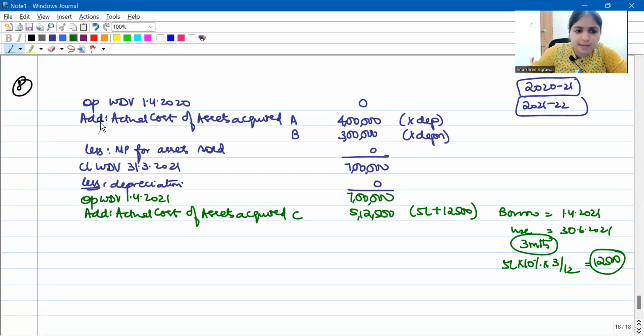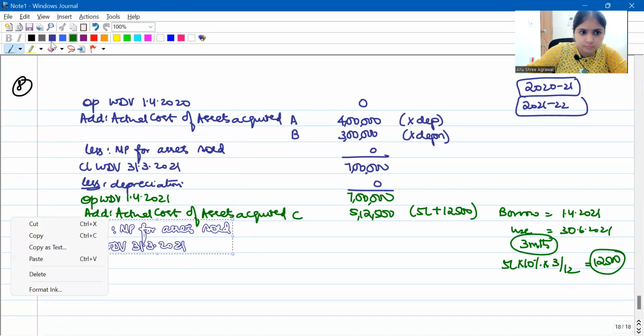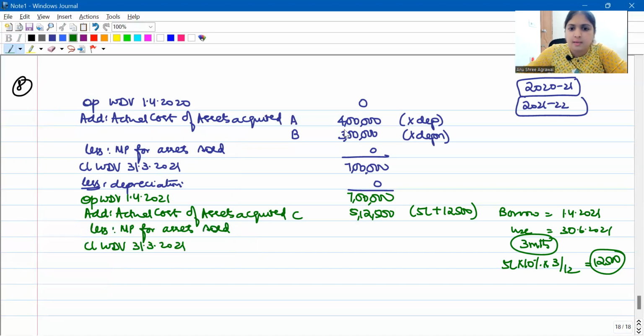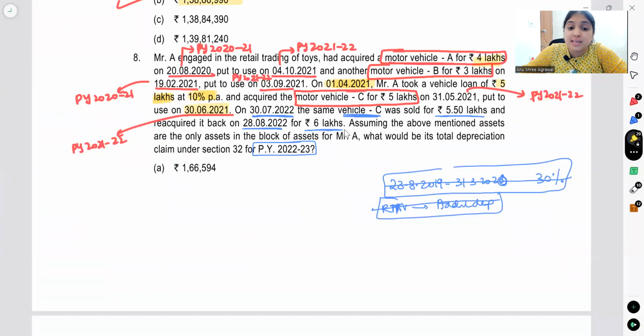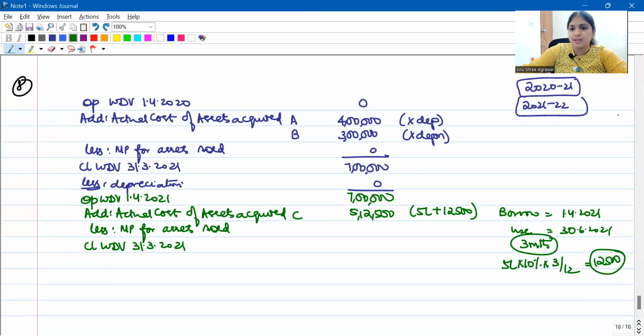Then what do you subtract, guys? As usual, less money payable for assets sold. Have we sold any assets in this year? Let us see what the question says. We did sell vehicle C, but when are we selling vehicle C? Only on 30th July 2022. In this year, in 21-22, we haven't sold any vehicle.